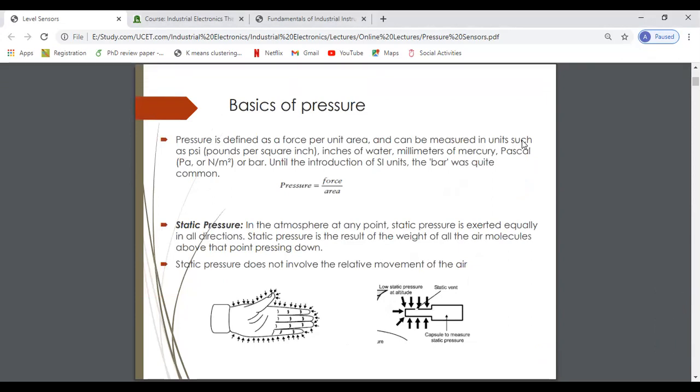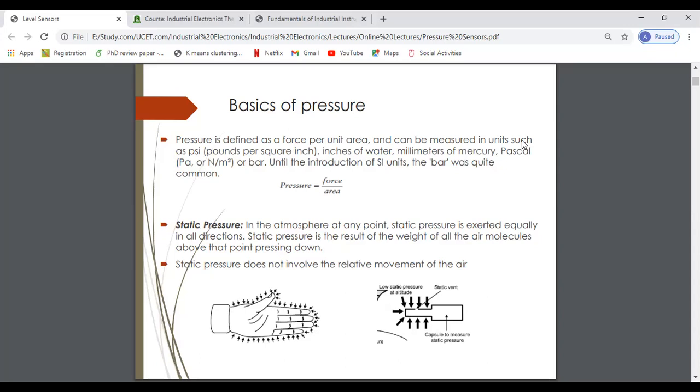Now the basics of pressure. We can say that pressure is simply a force per unit area that a fluid exerts on its surroundings. We can define pressure as force per unit area, and this quantity can be measured in different units, such as pounds per square inch, inches of water, millimeters of mercury, pascals. A pascal is also equal to newton per meter square, or bar.